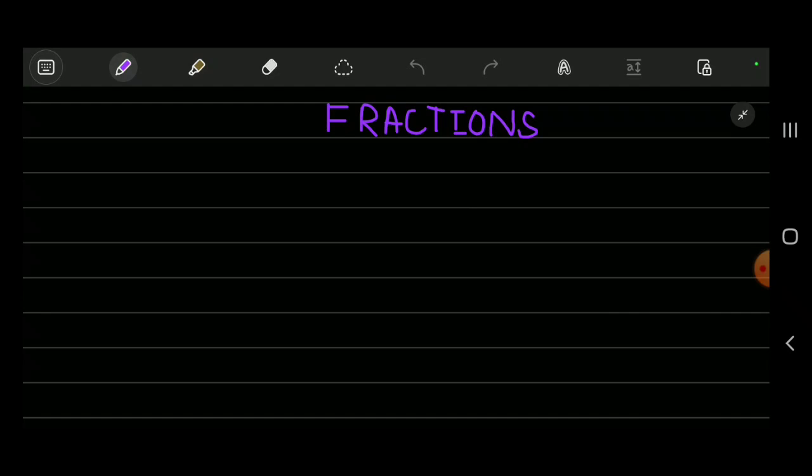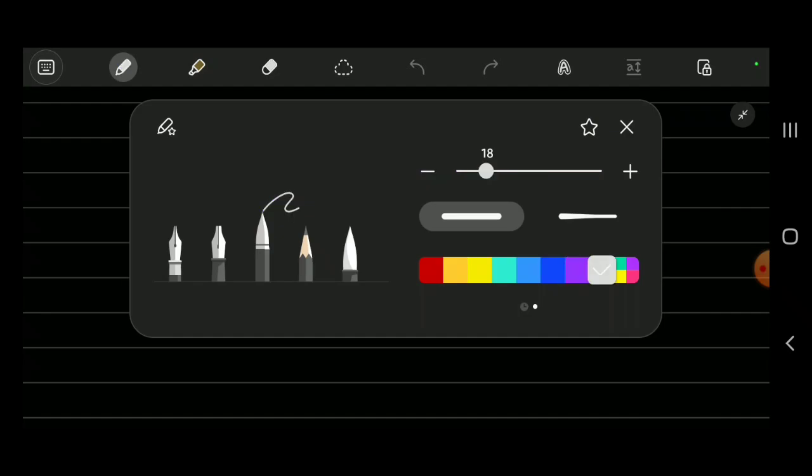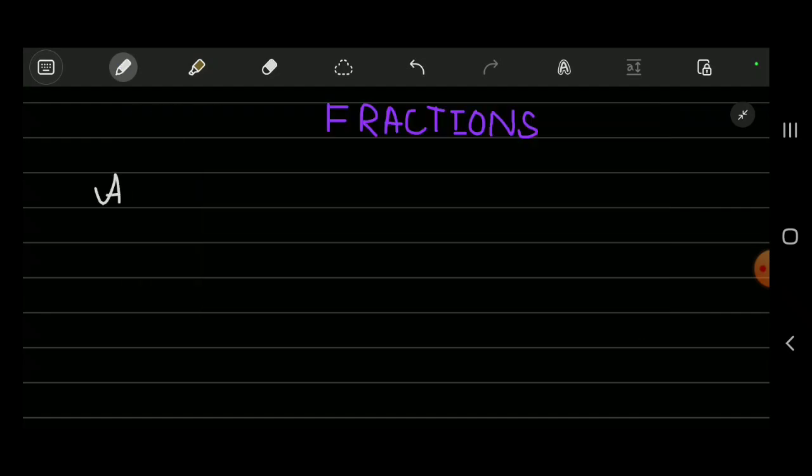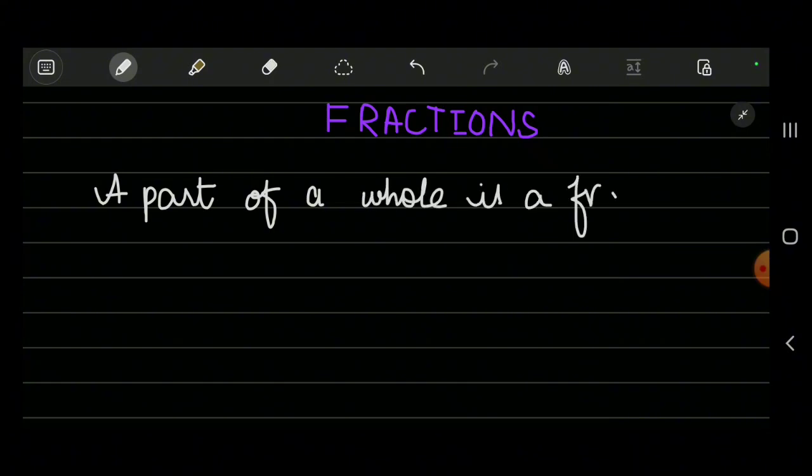Okay, so starting from very basic, what is a fraction? A part of a whole is called a fraction.